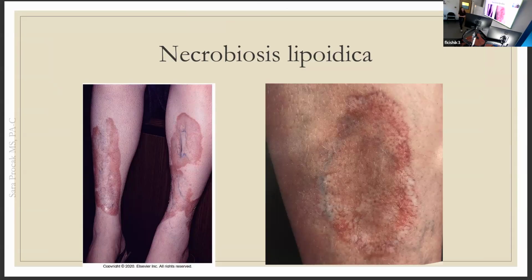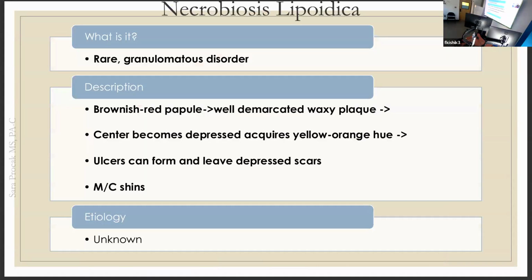With this condition, you're going to start off with a reddish yellowish papule or nodule that's going to expand over time. You're going to get a plaque that's going to have a retained reddish brownish border. The center is going to become more atrophic and look a little bit more yellow. Because the skin becomes atrophic in the center, it's susceptible to injury and the formation of ulcers. It's most common on the shins.